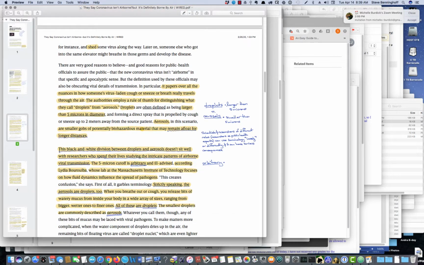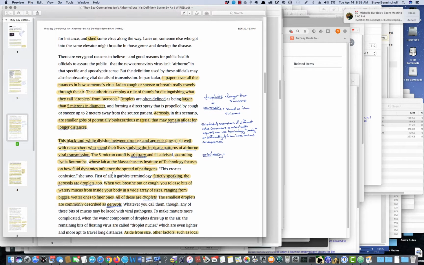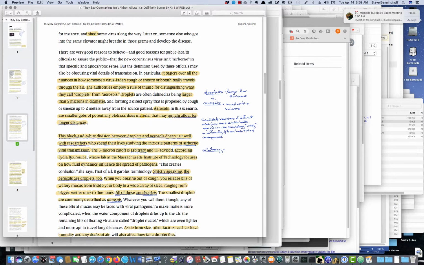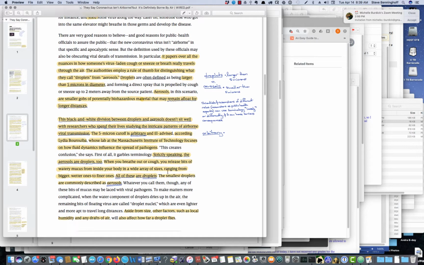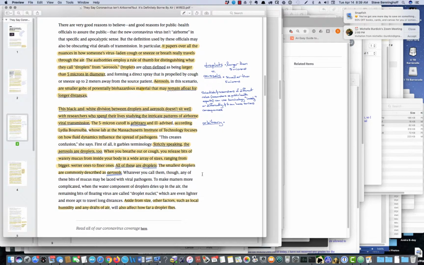However, this black and white division between droplets and aerosols doesn't sit well with researchers who spend their lives studying the intricate patterns of airborne transmission. The 5 micron cutoff is arbitrary and ill-advised, and as Lydia Bourouiba at MIT says, strictly speaking, aerosols are droplets too. When you breathe out or cough, you release bits of water and mucus in a wide array of sizes, ranging from bigger, wetter ones to finer ones. All of these are droplets. The smallest droplets are called aerosols.